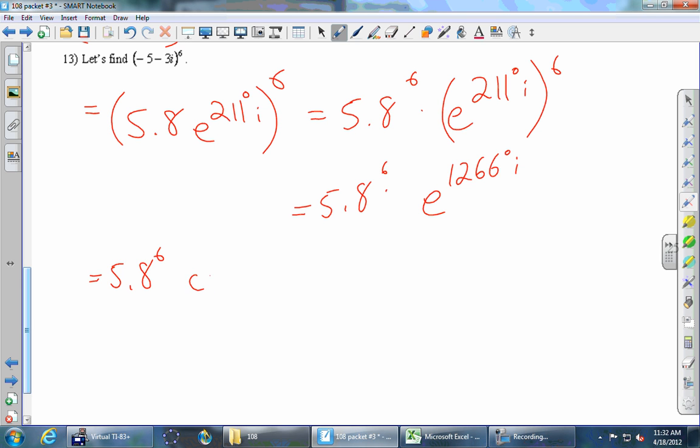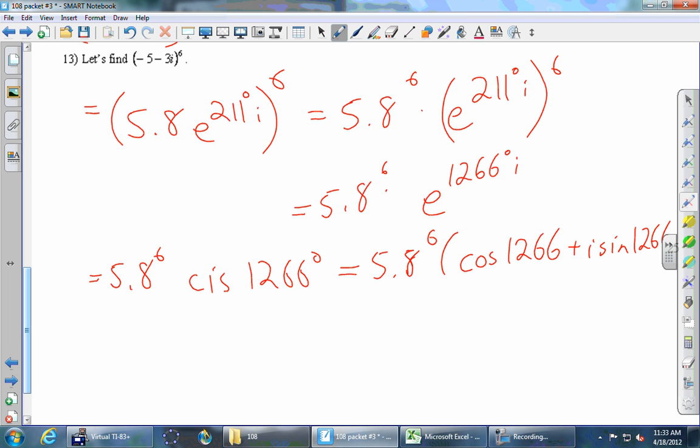That right there is really cis of 1266. This was one of our notationally heavy equations: e to the 1266i is just cis 1266. And then what does cis really mean? It means cosine of 1266 plus i sine of 1266. So we're kind of expanding it so we can type it into the calculator. And now I can type it into the calculator.